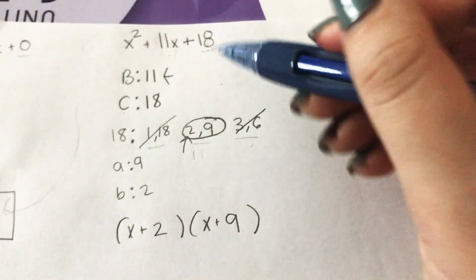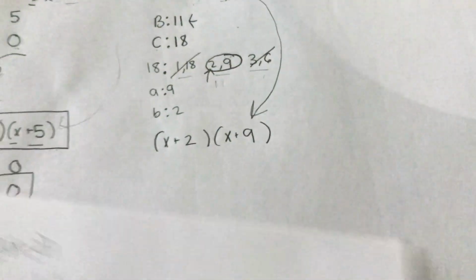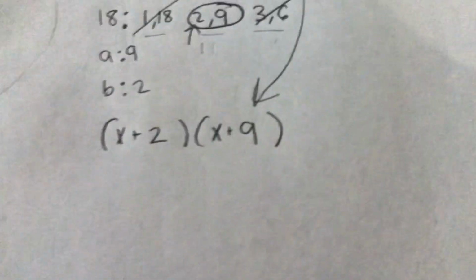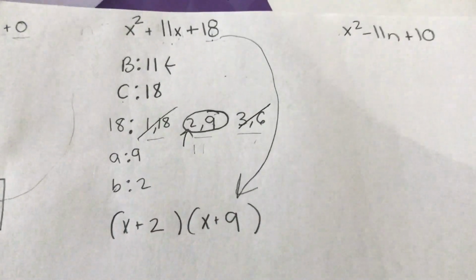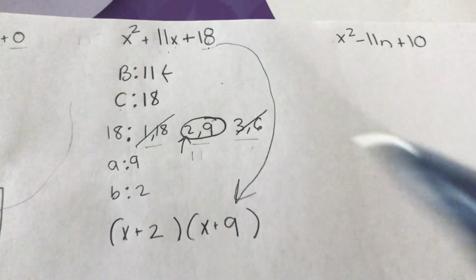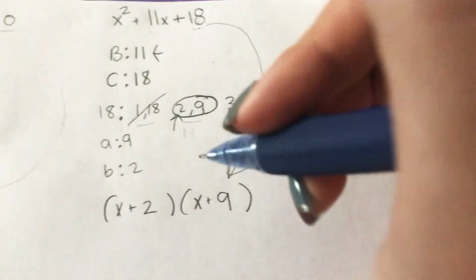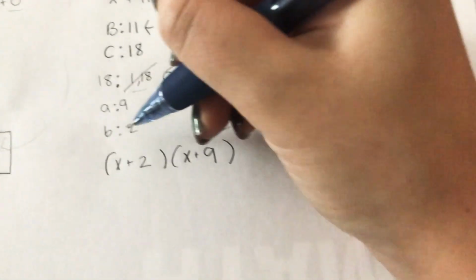So this should be my final answer, writing this in factored form, but we're going to use box method or distributive property to verify that we've done it correctly. If you skip this step of checking your work, you'll often end up with mistakes. So it's very important to check your work. This time, I'm going to use distributive property since I did a demonstration of box method before.